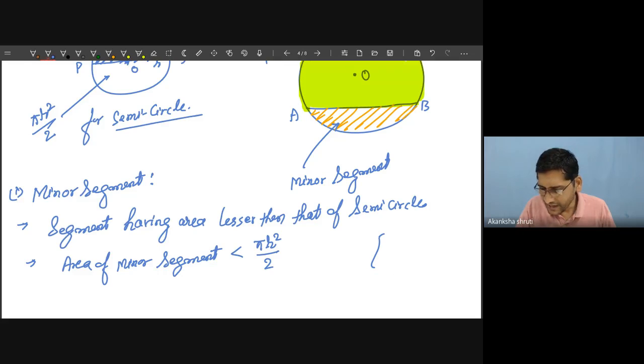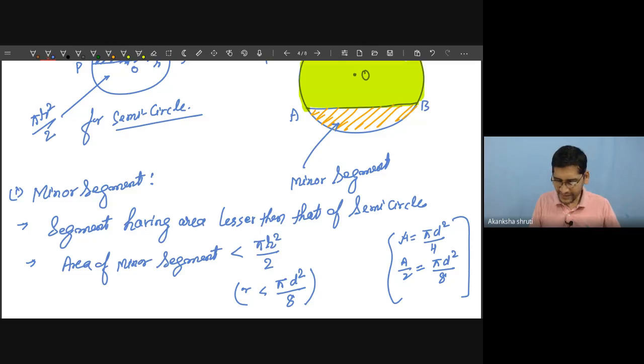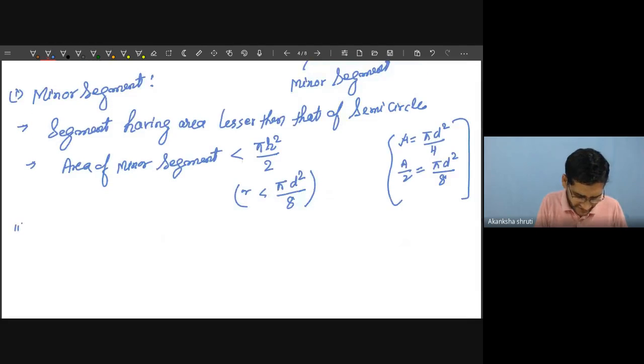Students, we have also learned that the area of a semicircle can be given as pi d square by 8, since r is d by 2, so pi d square by 4 for the circle, and half of that is pi d square by 8. So the minor segment has area less than pi d square by 8 in terms of diameter. Sometimes in MCQs it is asked whether the minor segment has area lesser than pi d square by 8, pi d square by 4 or pi d square by 2. So you should be careful whenever the diameter or the radius is given.